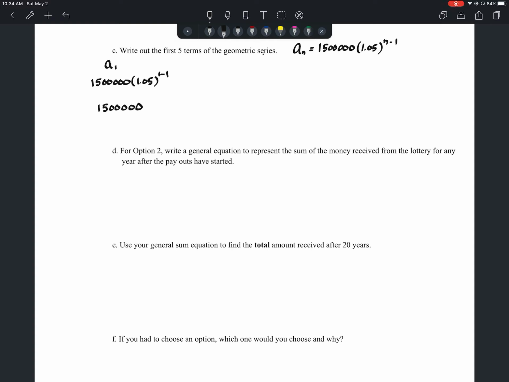Our second term, then, would be like saying 1,500,000 times 1.05 to the power of 2 minus 1. So basically, we're multiplying 1,500,000 times 1.05. You don't have to write all this down. I'm just trying to make sure that everybody can follow along there. So when you multiply that, you should get $1,575,000.